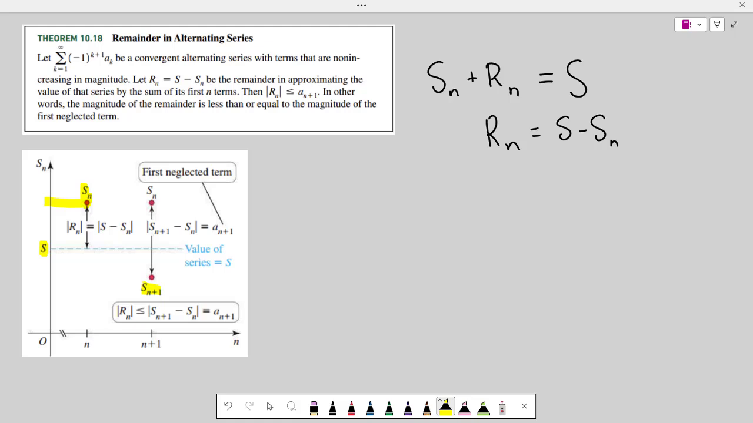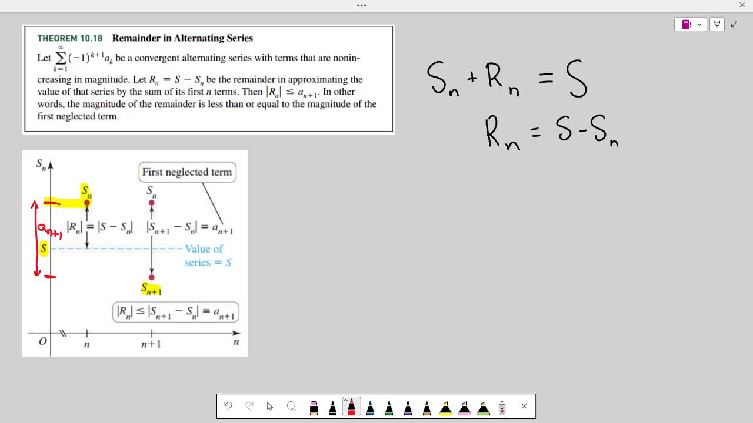So notice that this distance right here, from here to here, is a sub n plus 1. Right, that distance is a sub n plus 1. Now remember that for an alternating series, the a sub k doesn't include the switch. So there would be a minus sign in front of it. But if we just think distance, a sub n plus 1 is that distance.